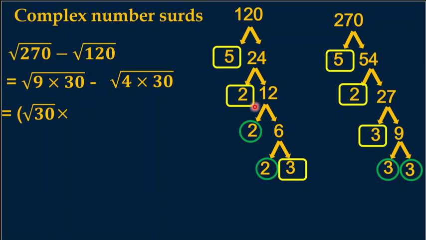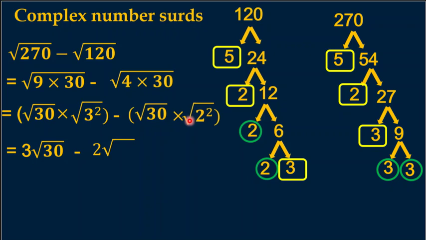Now you can see that 30 cannot be reduced any further, but 9 can be rewritten as 3 squared, which is what we got here, and 4 can also be expressed as 2 to the power 2. Great. Now we have something in common. Root 30 is here and root 30 is here as well. But we know this to the power 2 cancels out. This to the power 2 cancels out. So we get 3 root 30 minus 2 root 30. This is how we simplify complex surds.